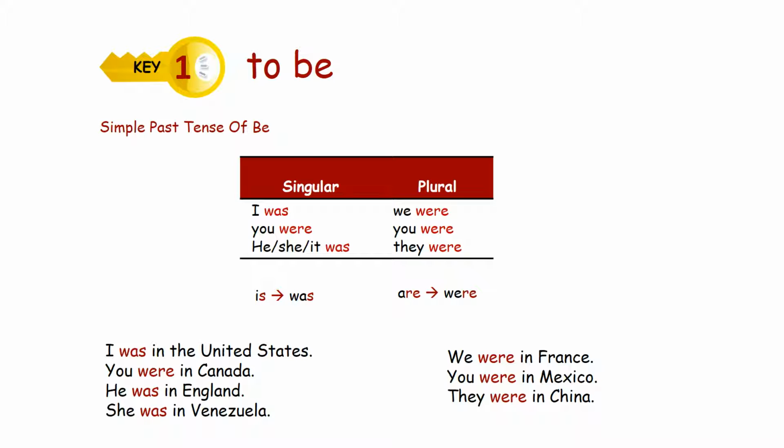Was and were are the only 2 forms of the simple past tense of the verb to be. Use the pronoun I, he, she, and it with the verb was when referring to actions that occurred in the past. The plural verb were is used with we and they and the plural you. Here are some examples of the usage. I was in the United States. You were in Canada. He was in England. She was in Venezuela. You were in France. You were in Mexico. They were in China.